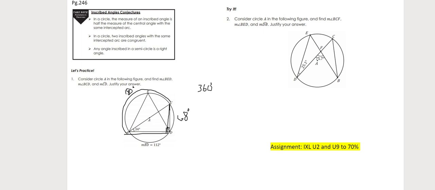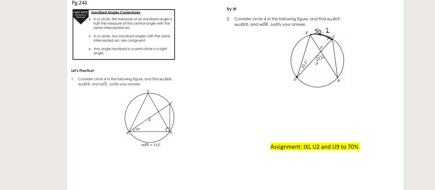Okay, so let's take a look at the other problem. The first thing is always go with what they give you. They give you that this angle, which is an inscribed angle because it's on the inner part of the circle, is 25.1. So how do I get the arc EC? I'm going to multiply that by 2. So 25.1 times 2 is equal to 50.2.